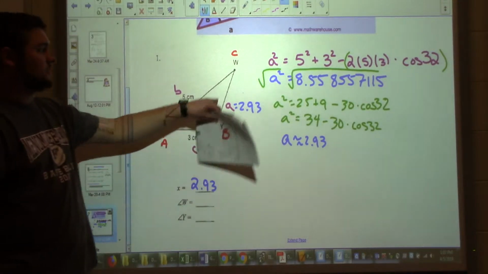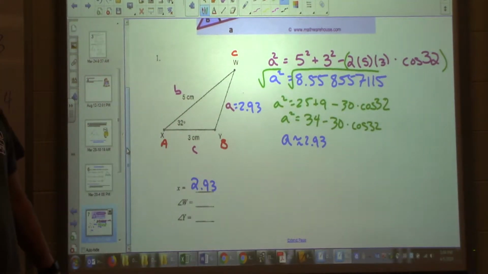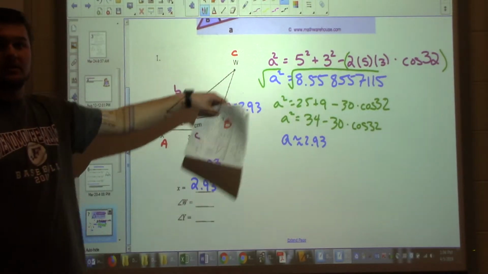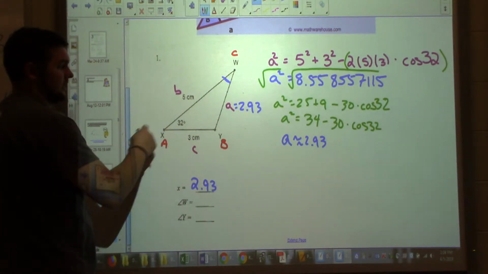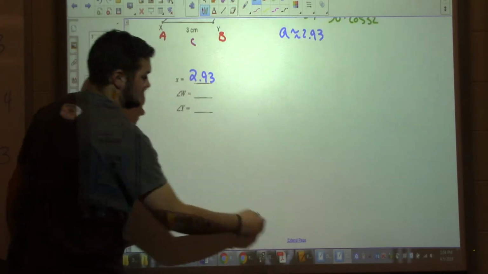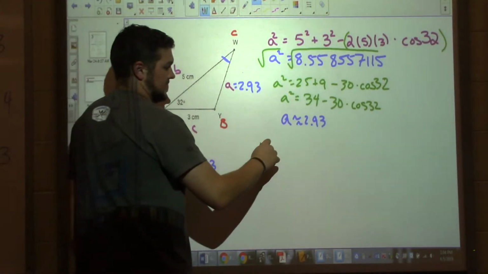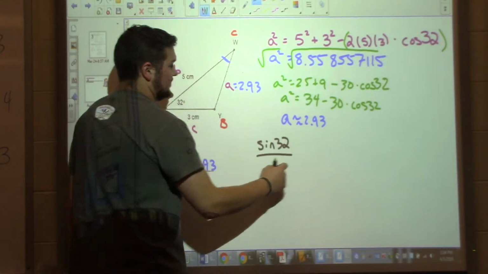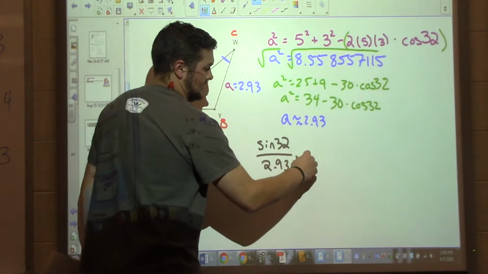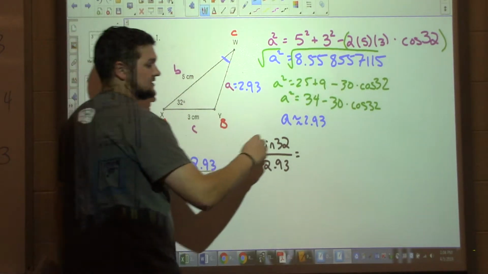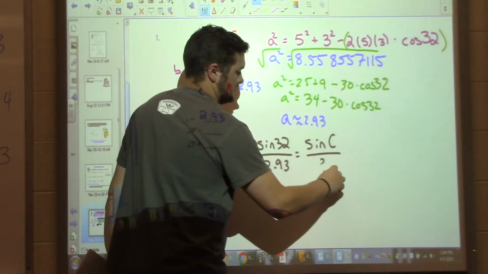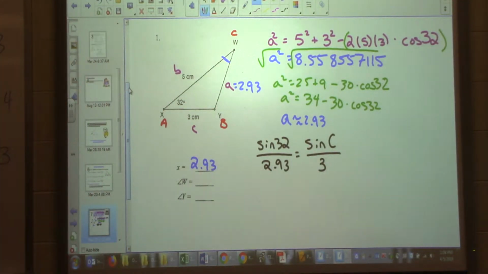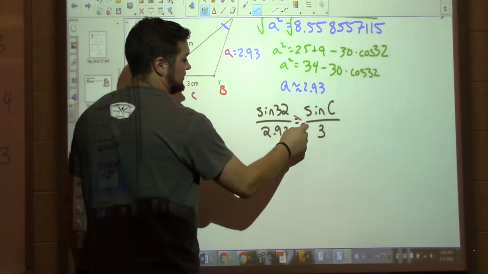So, which angle do you want to solve for, Jalen? C, you want to solve up here? Okay, so we'll go up here. That's what we're going to solve for next. So I'm going to use angle A and side A, the ones that I just found. So sine of 32 over 2.93 equals, I want to find C, so sine of C over my side length of 3. How did we solve these yesterday? We cross multiplied, right? Same thing, cross multiply.